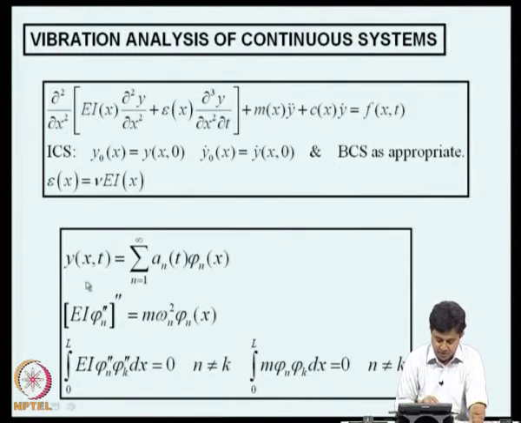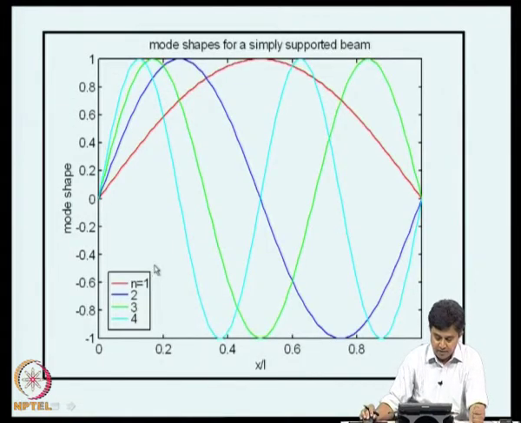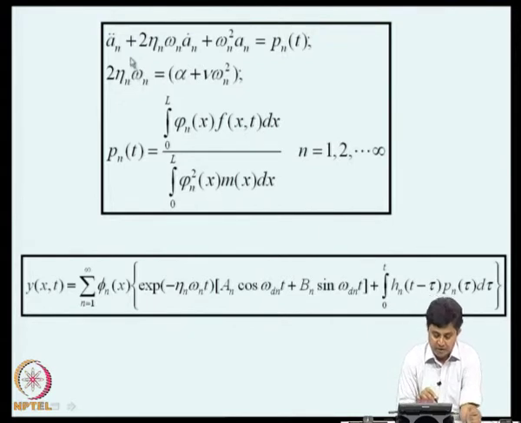And we expand the solution to the forced vibration problem in terms of the generalized coordinates a n of t and phi n of x. This n runs here from 1 to infinity, and the governing equation for a n of t turns out to be of this form: a n double dot plus 2 eta n omega n a n dot plus omega n square a n is p n of t. P n of t is the generalized force given here, and for the proportional damping model that we are assuming, the damping term 2 eta n omega n will be expressed in terms of two constants alpha and nu and omega n square.